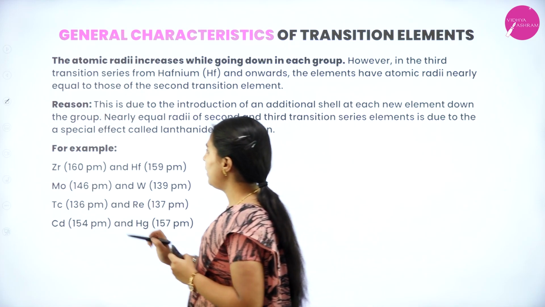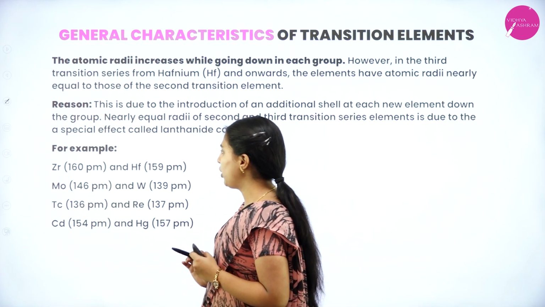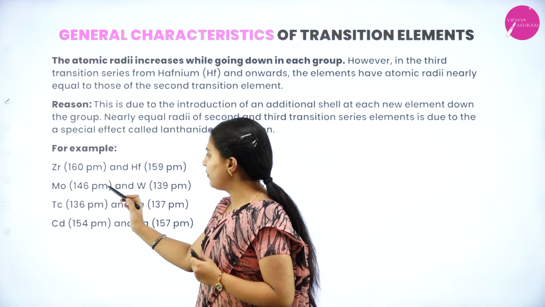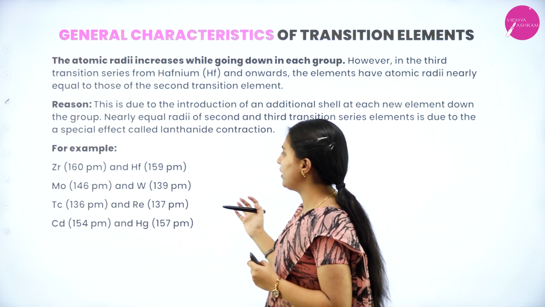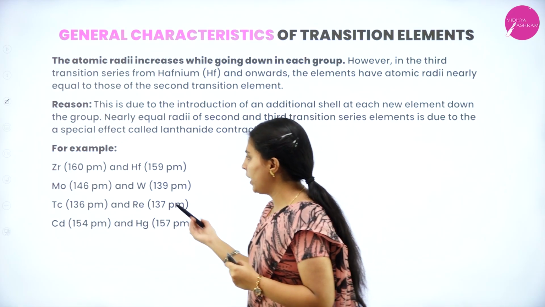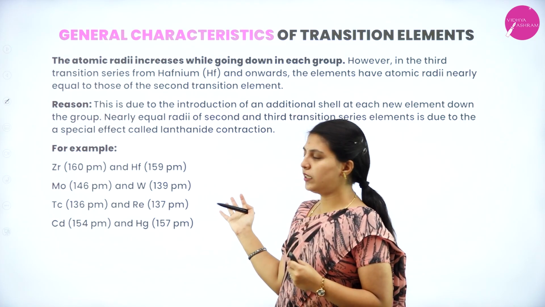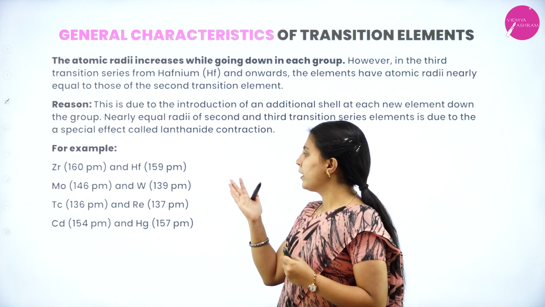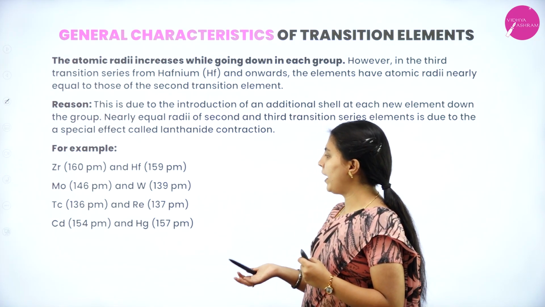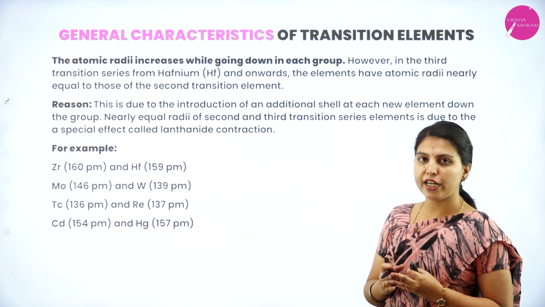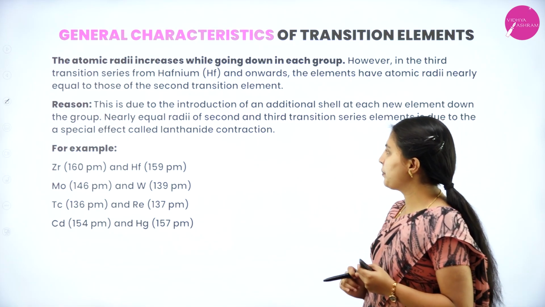See here the example: zirconium 160 picometer and hafnium 159 picometer, molybdenum 146 picometer and tungsten 139 picometer. Okay. Next, technetium 136 picometer and rhenium 137 picometer, cadmium 154 picometer and mercury 157 picometer. Here, due to the lanthanide contraction, you can observe the special effect.